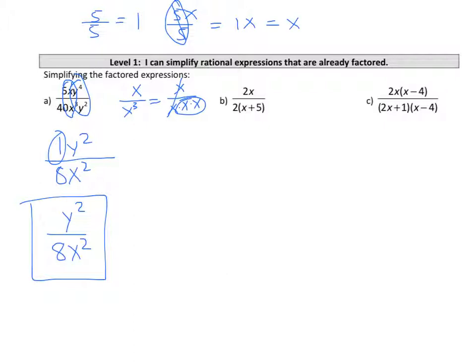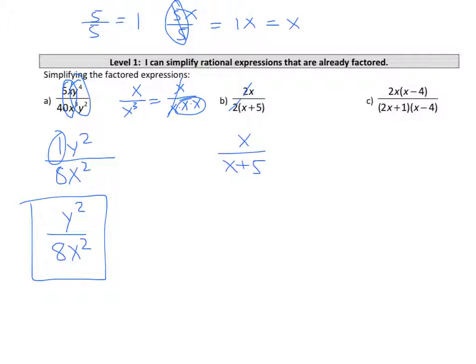In the next example, I look on the top and the bottom and see if anything can be simplified or reduced or canceled, and we have 2's that can be canceled out. 2 over 2 makes 1, so they cancel, and we're left with x over x plus 5.